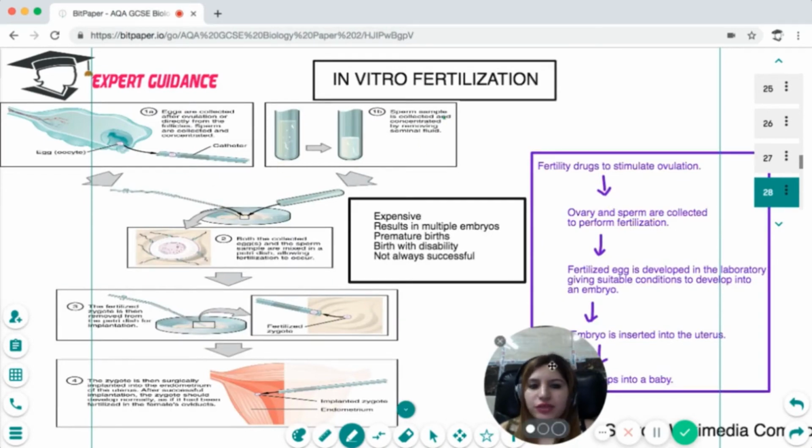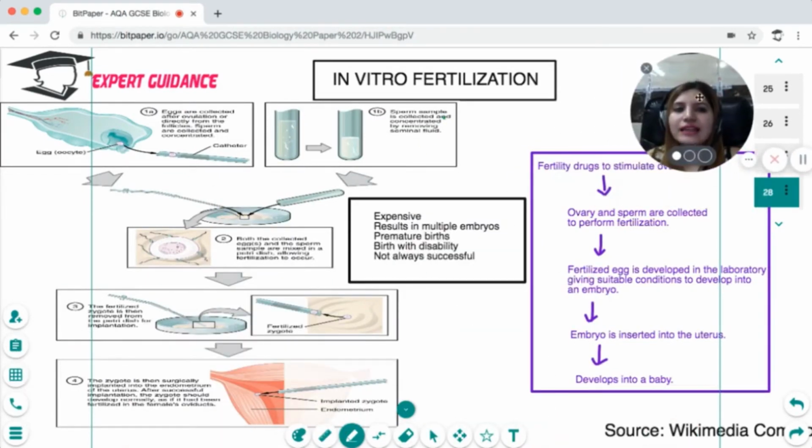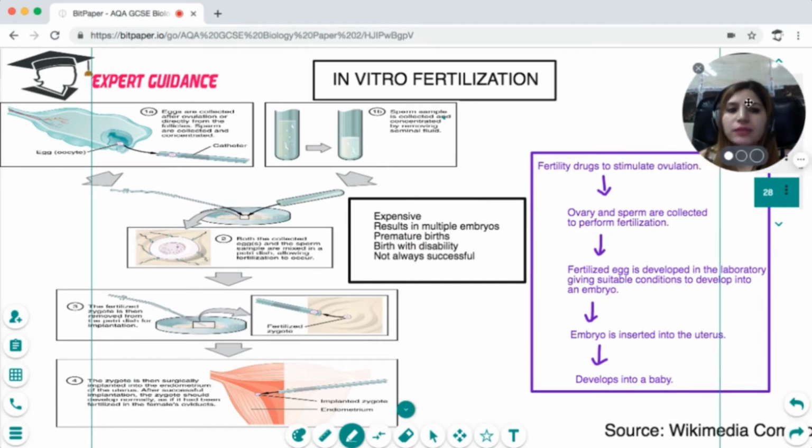Now, what is in vitro fertilization? It is very promising, and it has given babies to many people who do not have babies. So what we do is, we first give fertility drugs and stimulate ovulation. Then we collect the egg and the sperms, put them into a petri dish, and cause fertilization to occur. When fertilization has occurred, we cause the zygote to divide and develop into the embryo. The embryo is then taken and inserted surgically into the uterus lining. Okay, and then this develops into a baby.